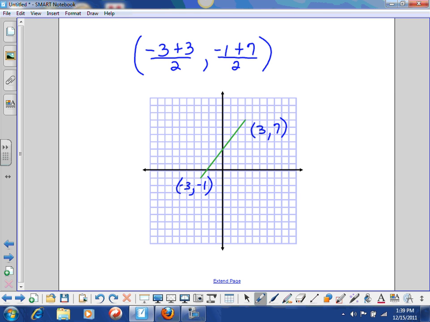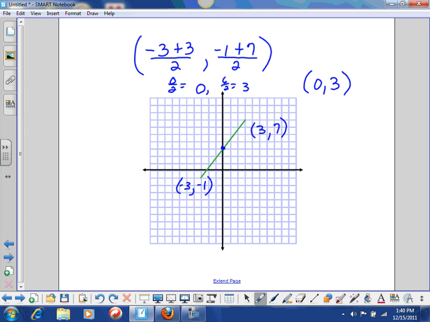So look what happens here. Negative 3 plus 3 is equal to 0 over 2, which as we know is 0. So we know it's going to be on the y-axis. So now I have negative 1 plus 7, which is 6, and 6 over 2 is equal to 3. So our midpoint is 0, 3. So we go to 0 on our x-axis, and we go 1, 2, 3. So that right there is the midpoint of the line.